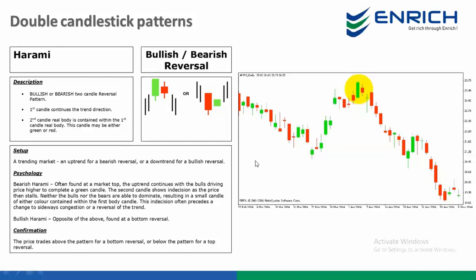Now remember, all these names are in Japanese. What does Harami mean in Japanese? It basically means pregnant. If I need to connect it with the candles, pregnant means a small body inside a big body. Just remember that. The second body is quite small, and it's inside the body of the big candle. That's how you spot a Harami.